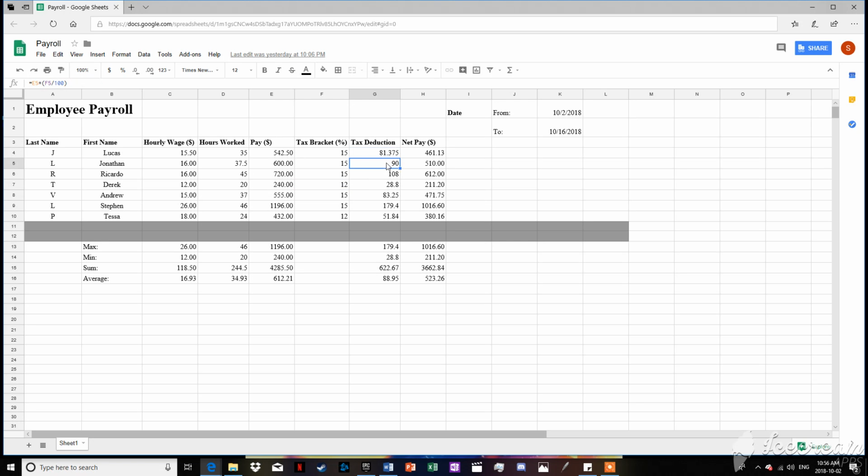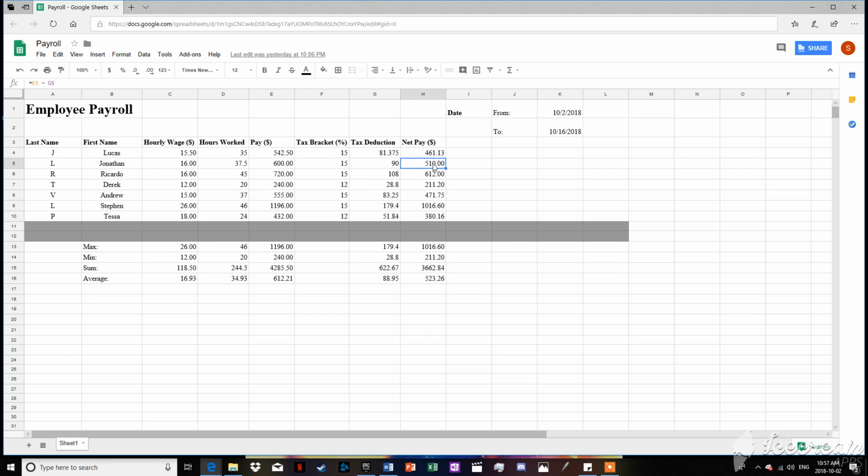So let's look at Jonathan. What I've done here is Jonathan made $600, but he's placed in the 15% bracket, so he's actually getting $90 taken out. The formula is E5, so that's 600 times F5, which is 15 divided by 100. The purpose of dividing by 100 is so that it's converting it into a decimal. So now 15 divided by 100 equals 0.15, and then 0.15 times 600 is $90.